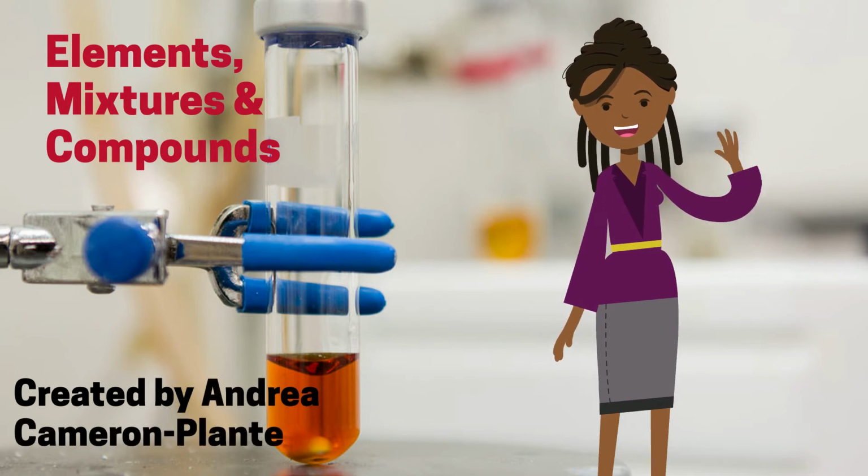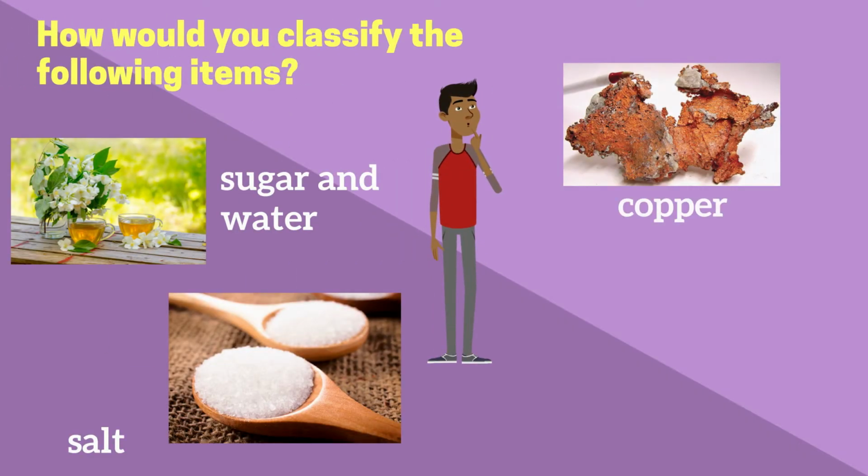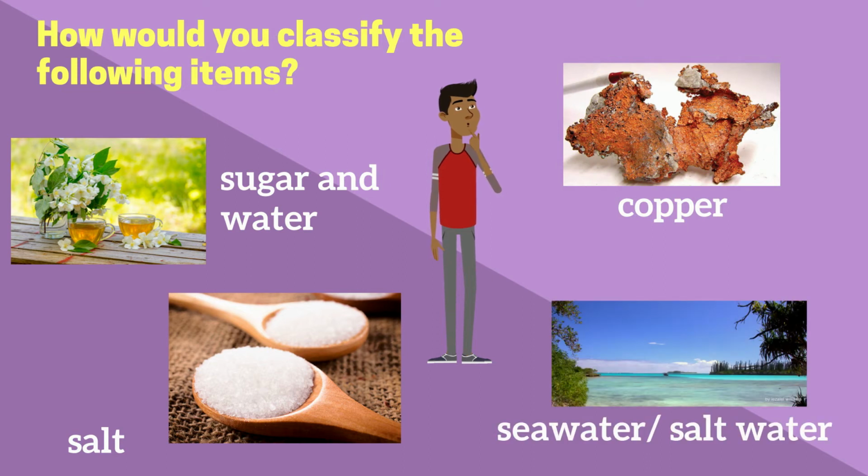Today we'll be looking at elements, mixtures, and compounds. How would you classify the following items? Sugar and water, copper, salt, seawater/salt water.